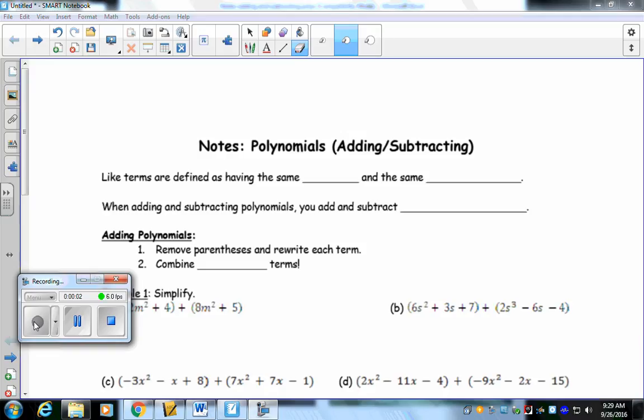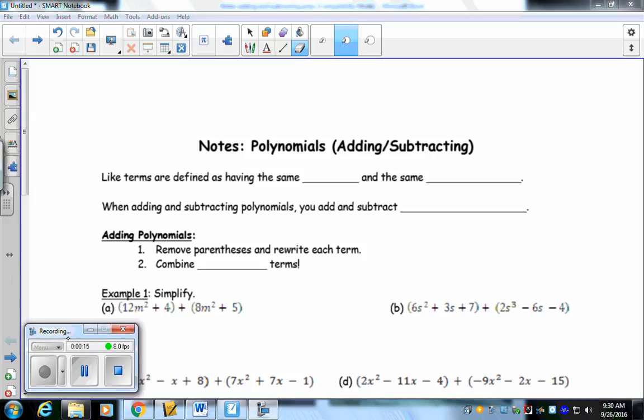These are the notes for adding and subtracting polynomials. We took a look at this when we were working on our multiplying with our variables and our exponents. So we're just going to go back and review. It's important to remember what a like term is. And we've seen this once again before with the radicals. Remember, like terms are defined as having the same variable and the same exponent.